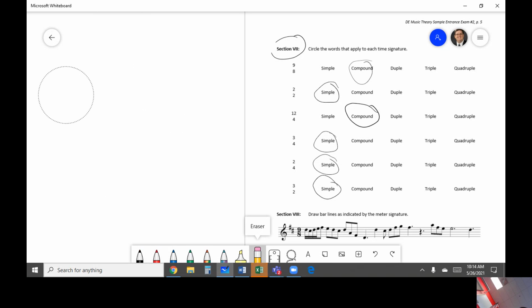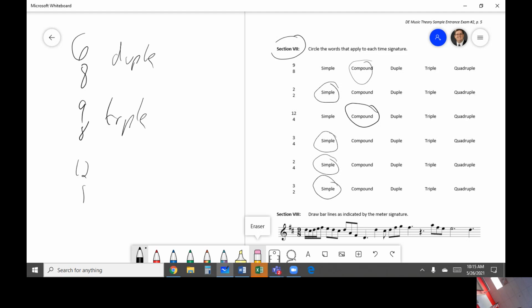All right. What if we were to have 6-8? Well, 6-8 is compound, right? Where the 8th note's not getting the beat, but 3 eighth notes get the beat. And if 3 eighth notes get the beat and there are 6 eighth notes in the measure, let me say that again, if there are 3 eighth notes in the beat, but 6 eighth notes in the measure, that means there's 2 beats per measure. 1, 2, 3, 4, 5, 6. So 6-8 would be duple. 9-8, triple. 12-8, quadruple. Does that make sense?